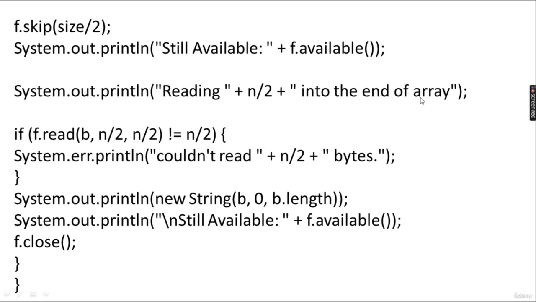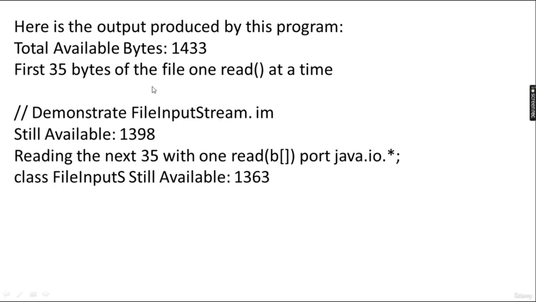Reading n divided by 2 into the end of the array. f.available will be seen now. f.read(b, n / 2, n / 2), not n / 2. Then if it couldn't read this many bytes, and then new String(b, 0, b.length), still available again.